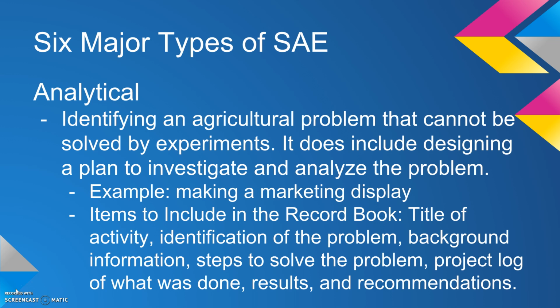Items to include in the record book would be the title of your activity or project, identification of the problem, any background information on the problem that you might have, steps to solve the problem, your project log of what you actually did, the steps that you took to solve the problem, your results, and any recommendations based on those results.